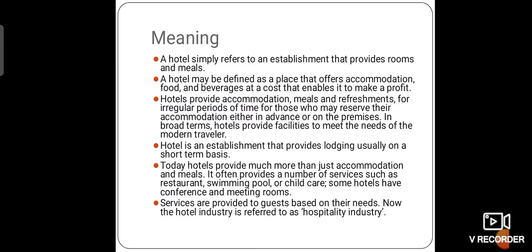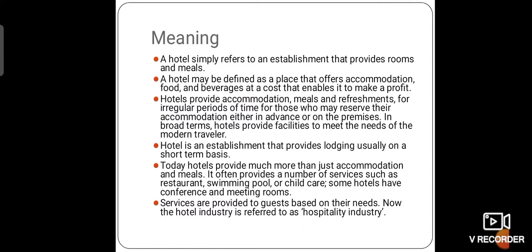So we know what is a hotel or a restaurant or lodging, or what it means. Hotel means an establishment which provides rooms and also meals, food, beverage, etc. for the people, especially for a traveler. Then it's an establishment that provides lodging, usually on a short-term basis.